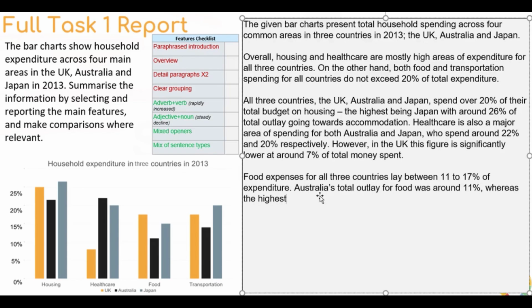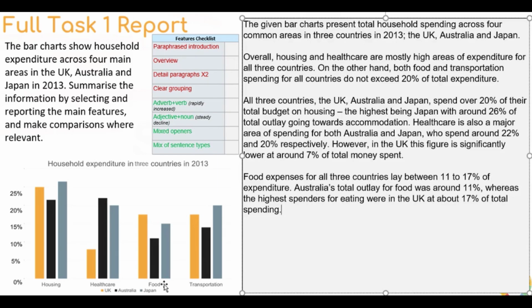Whereas the highest spenders for eating, just so that we're not repeating food, the highest spenders for eating were in the UK at about 17% of total spending. Okay, just have a quick read through, and I think that's food described. Food expenses for all three countries lay between 11 to 17% of expenditure. Australia's total outlay for food was around 11%, whereas the highest spenders for eating were in the UK at about 17% of total spending. Okay, that sounds good to me.